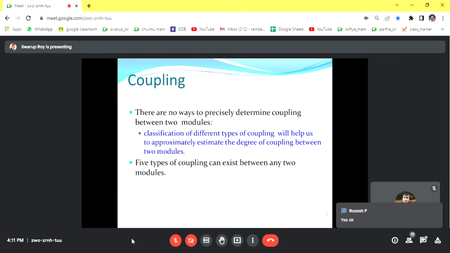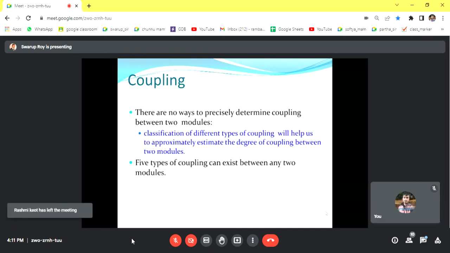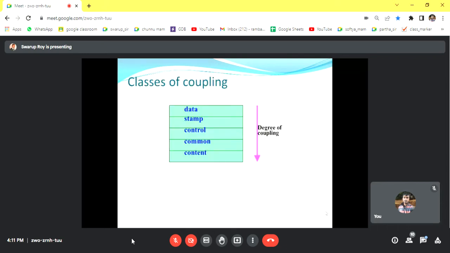Okay. So in the last class we have discussed cohesion. Now we'll see the different types of coupling. There are 5 different types of coupling: data, stamp, control, common, and content. I can review once more.